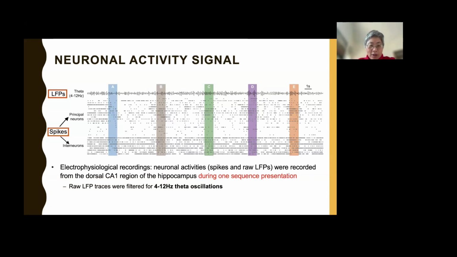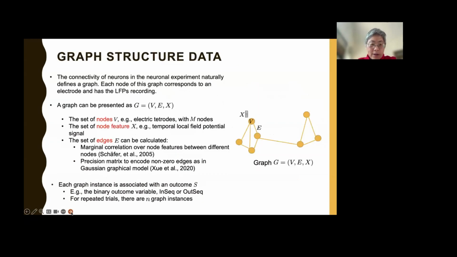mechanism. Okay, so you can see that you have principal neurons and interneurons. These are some spikes they recorded, but the LFP is more like an oscillation, this kind of signal. Usually they have to bin certain small milliseconds to bin the information, so you have more smooth, continuous information. Okay, any questions so far?